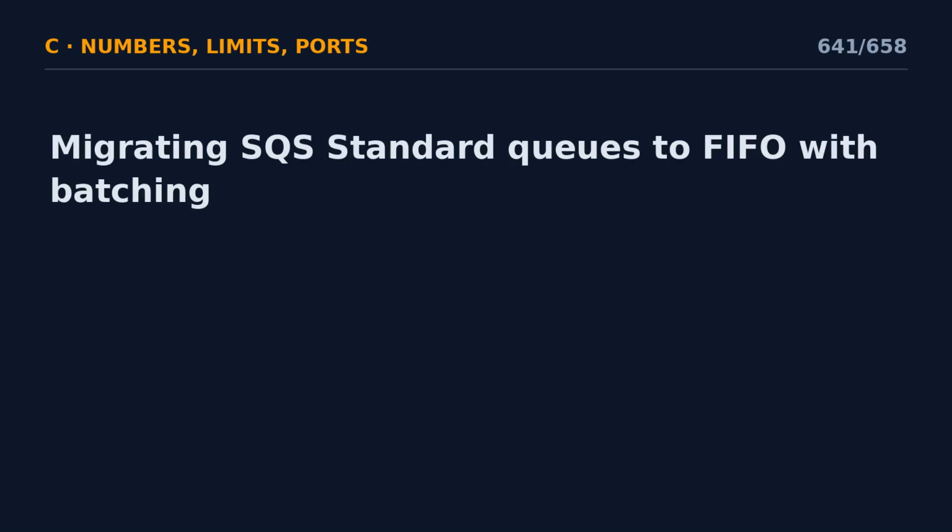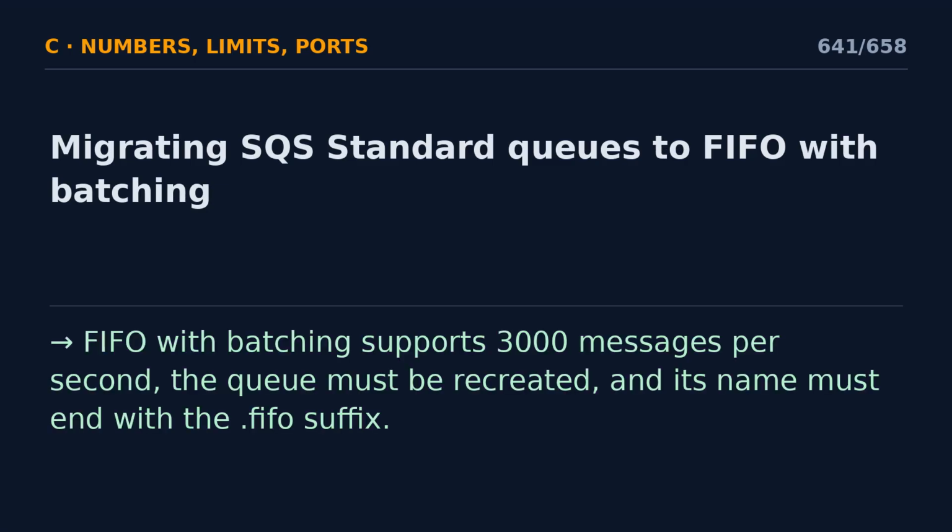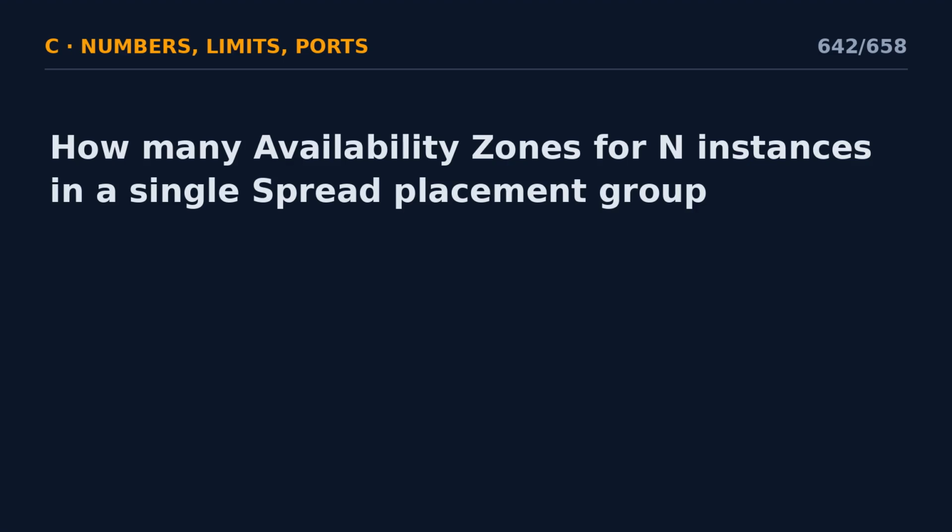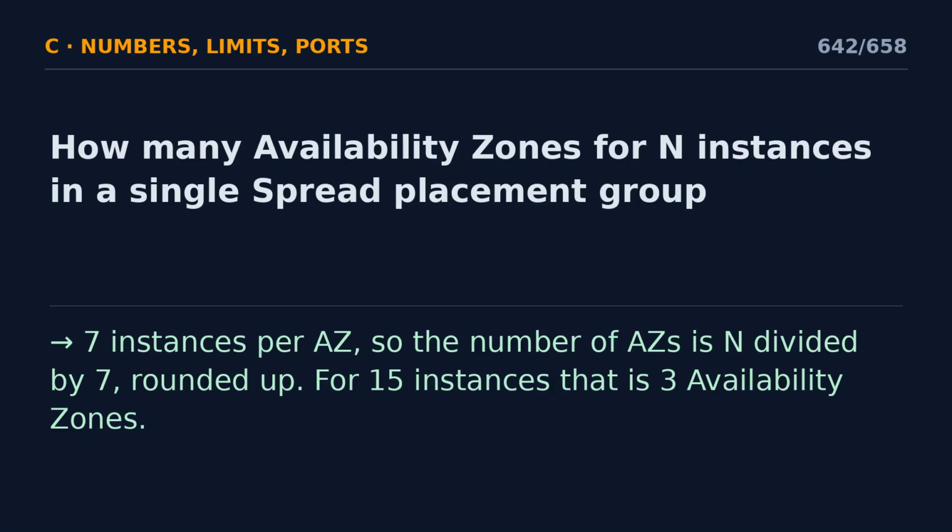Migrating SQS standard queues to FIFO with batching. Answer: FIFO with batching supports 3,000 messages per second. The queue must be recreated, and its name must end with the .fifo suffix. How many availability zones for N instances in a single spread placement group? Answer: 7 instances per availability zone. So the number of availability zones is N divided by 7, rounded up. For 15 instances, that is 3 availability zones.